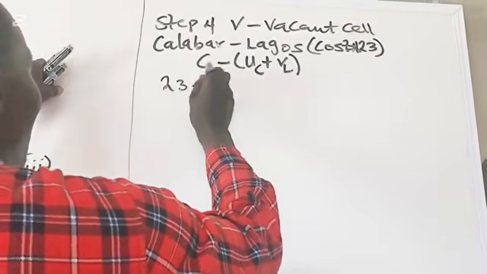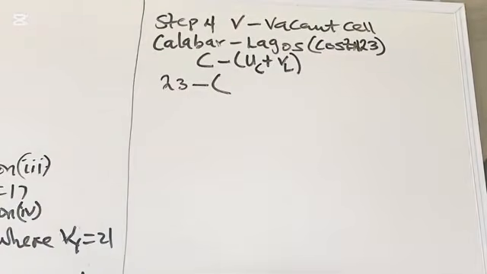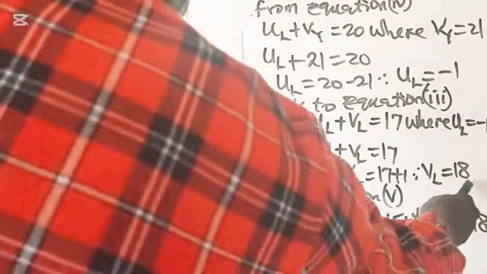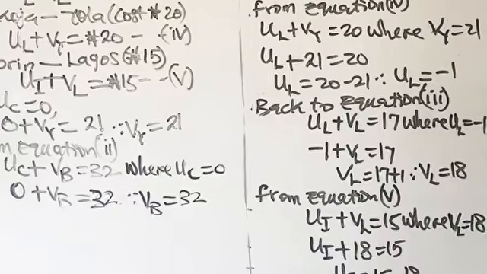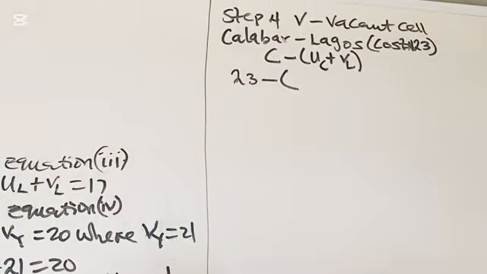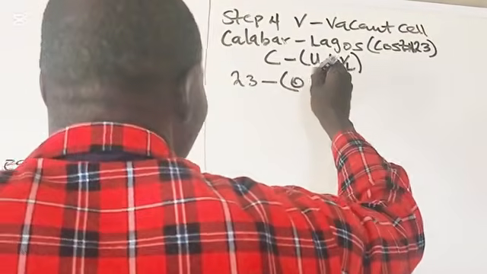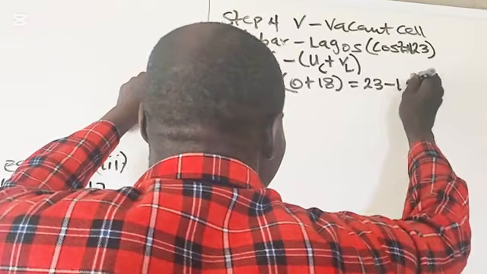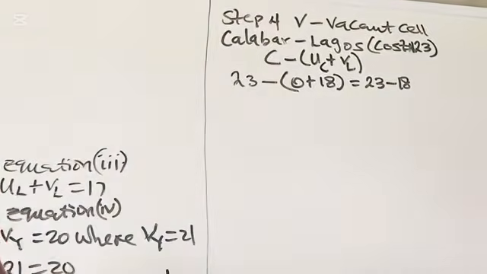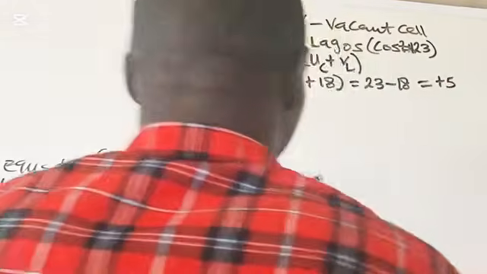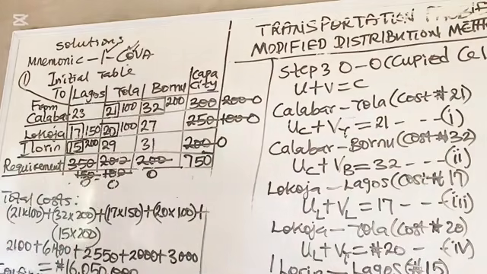So the cost is 23. We have 23 minus, what is the value of UC and the value of VL from step 3? We have UC to be 0 and VL equals 18. We substitute 0 and 18 for UC and VL respectively. So we have 23 minus 0 plus 18, which is 23 minus 18. That will give us plus 5. This cell is occupied. This is occupied. This is occupied.